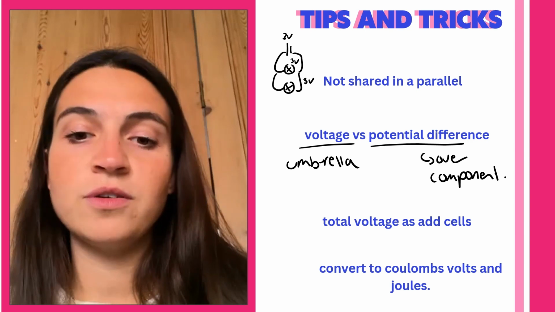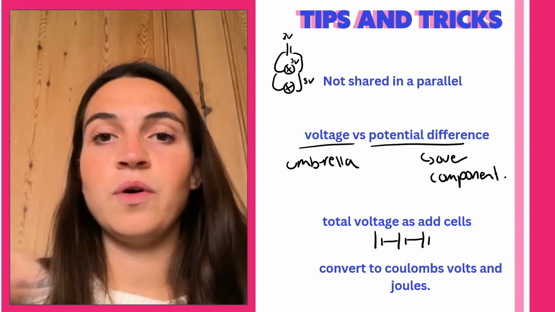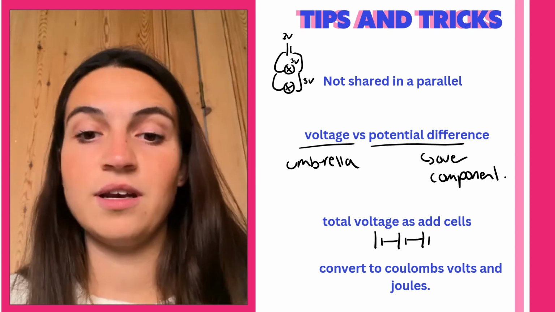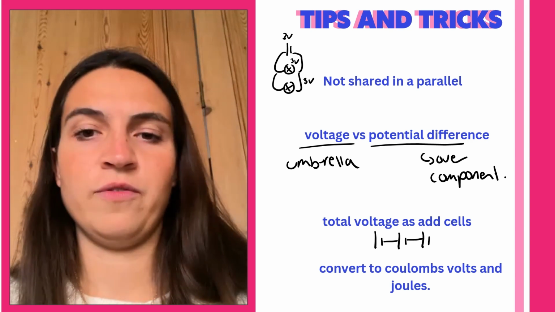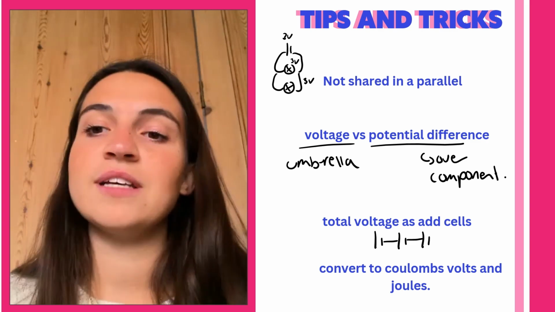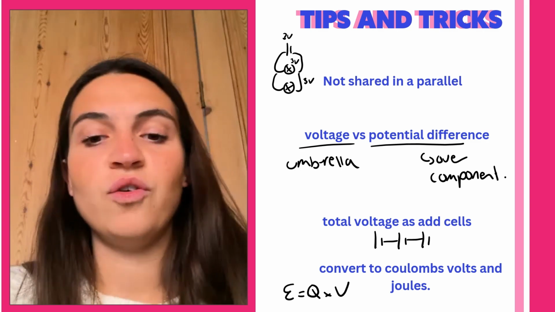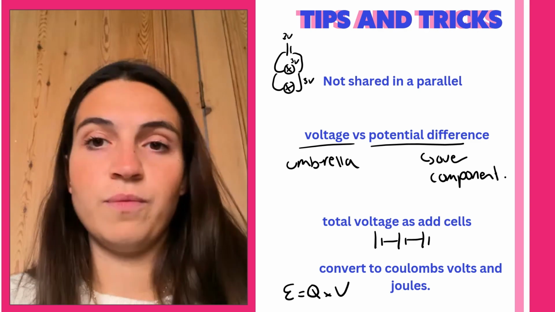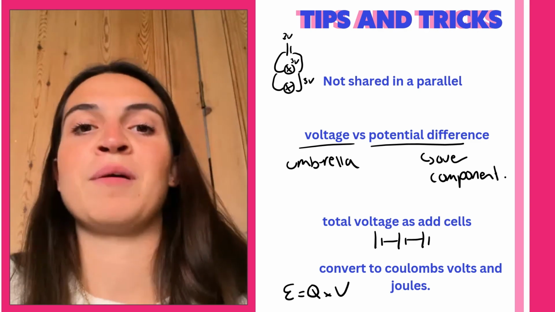Okay, total voltage as you add cells. Just a little note. If you're adding cells all in series with each other and all facing in the same direction, then you just add all the individual voltages up over those cells to get the total supply voltage. If you're using E equals Q times V, do remember to convert your charge into coulombs and your potential differences into volts or energy into joules before you use them in that equation.